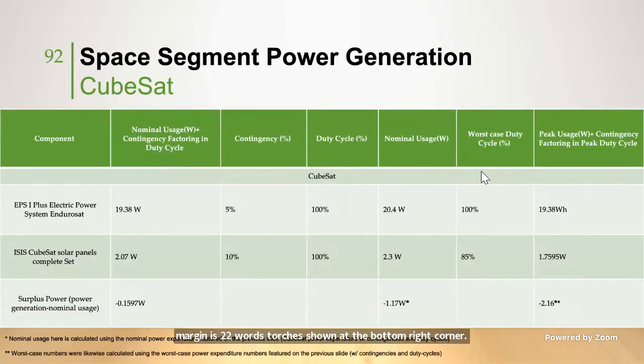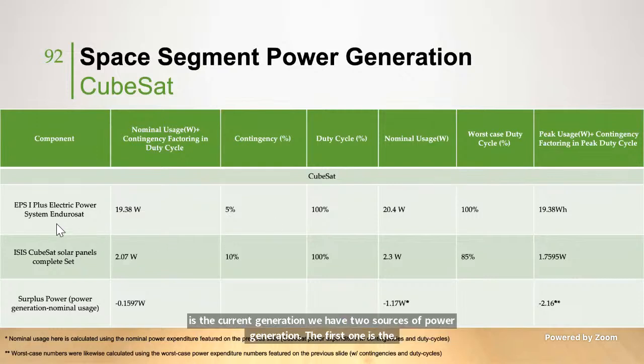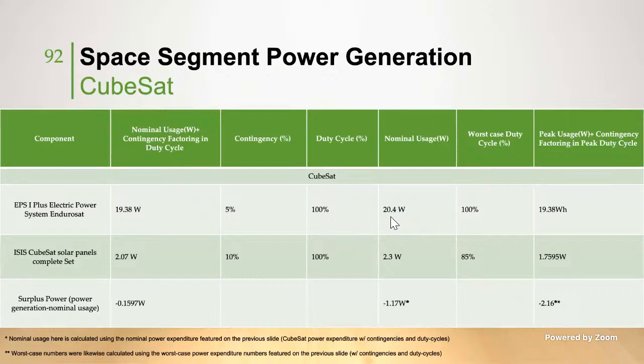Next is the power generation. We have two sources of power generation. The first one is the electrical power system provided by EnduroSat. The expected nominal usage is 20.4 watts, and we expect a duty cycle of 100%. That means that it will be working 100% of the time. We put a contingency rate of 5%, and by using these calculations, the nominal usage plus the contingency factor is 19.38 watts.